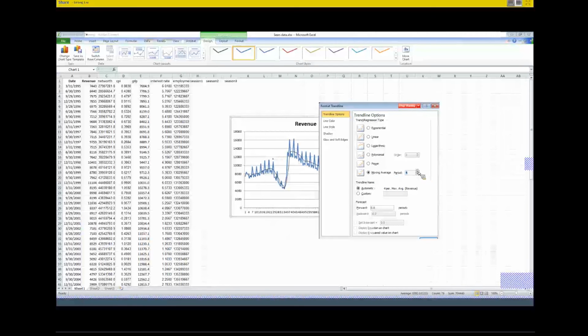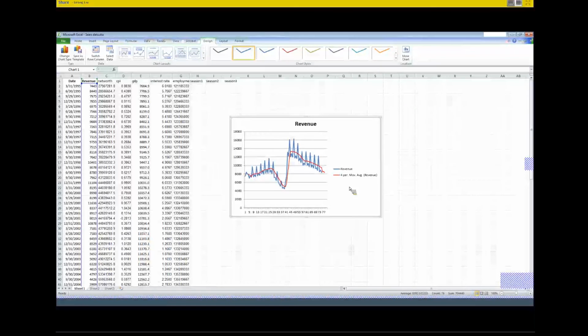I also want to change the period to 4 because I believe the seasonal pattern is repeating itself every 4 quarters. So I change it to 4. And there, I'm going to obtain my 4-period moving average. Once you click on OK, you will get that plot. And the black one is my 4-period moving average.